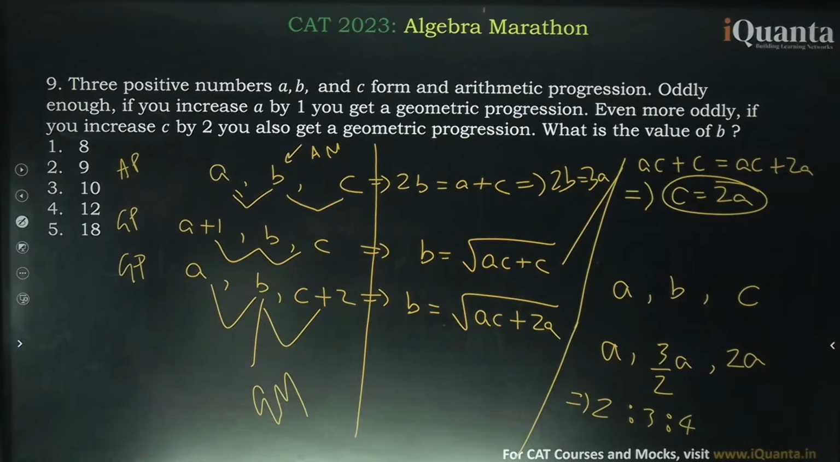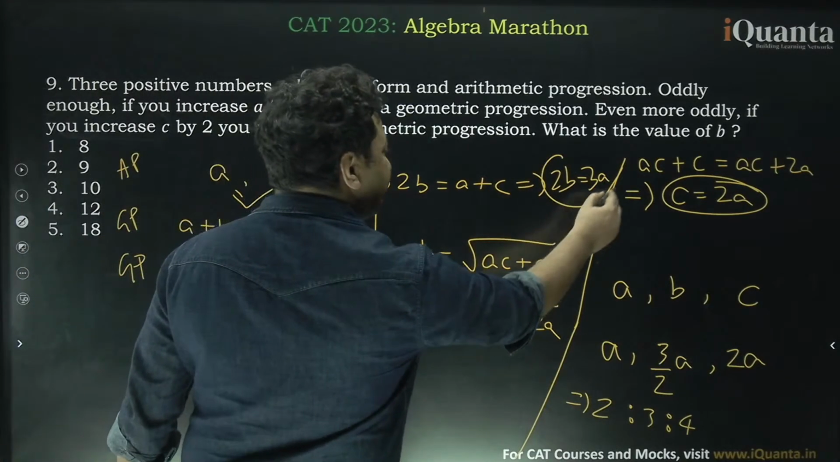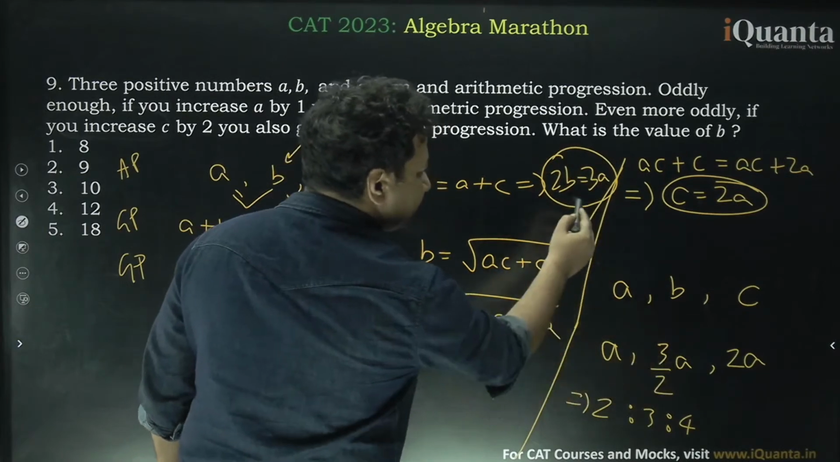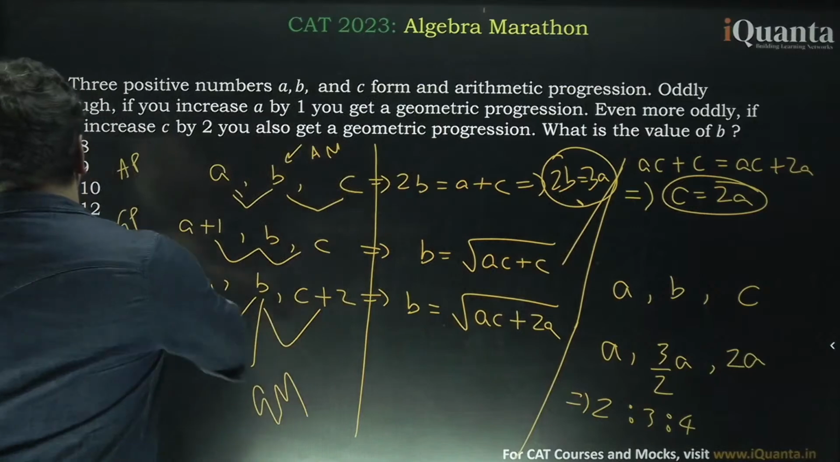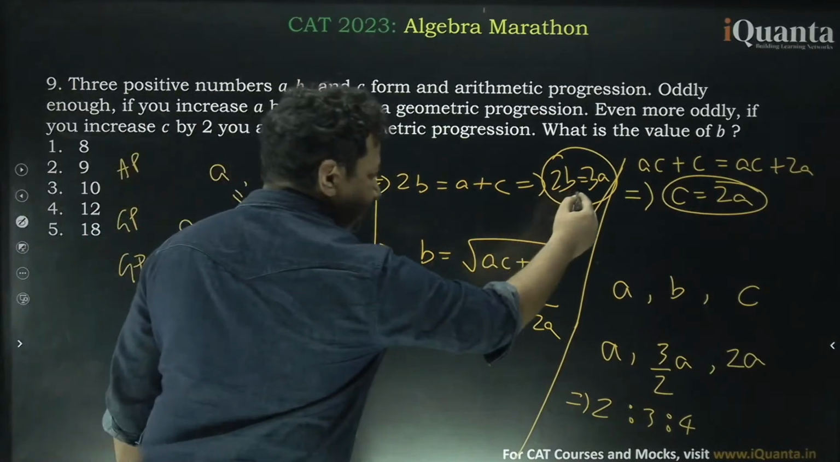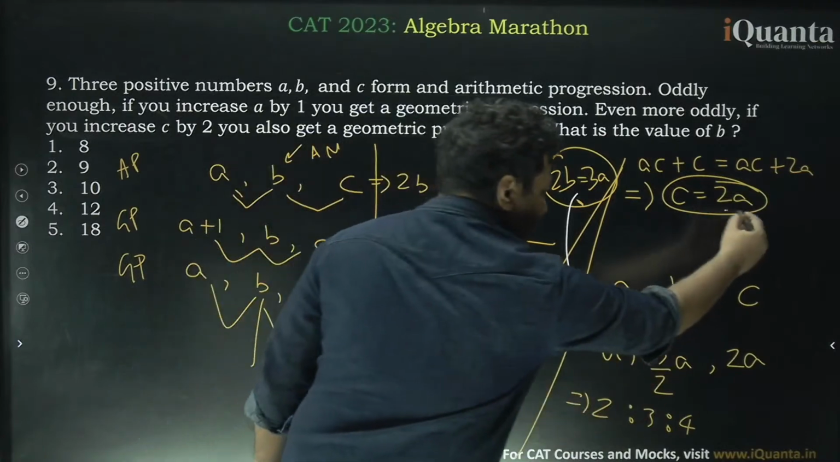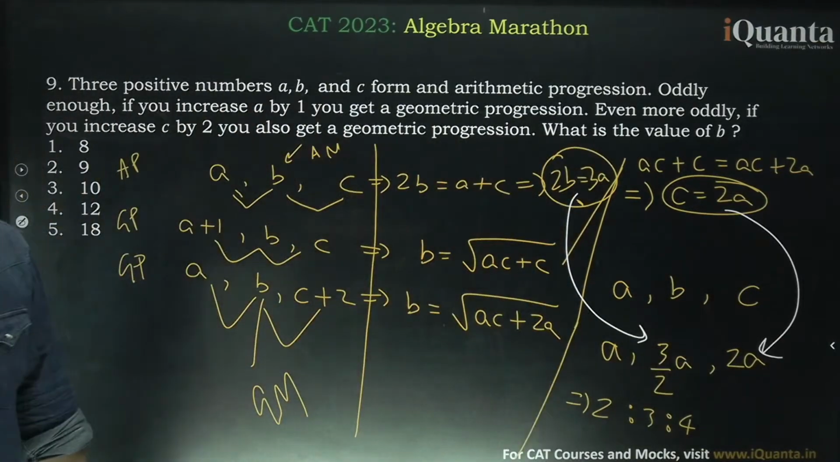B वाला पार्ट समझ नहीं आया. 2B is equal to 3A, that means B is equal to 3A by 2 from here. Okay, I'll be using both the languages. So A, 3A by 2 and 2A, इनको मैंने 2 से मल्टीप्लाई कर दिया. I got the ratio 2 is to 3 is to 4. That is what we have. Now people can use the options.